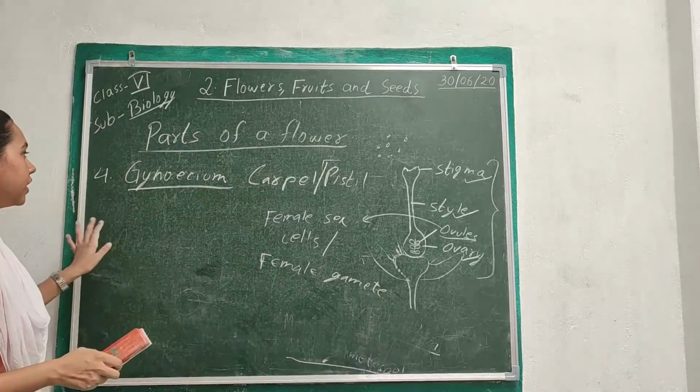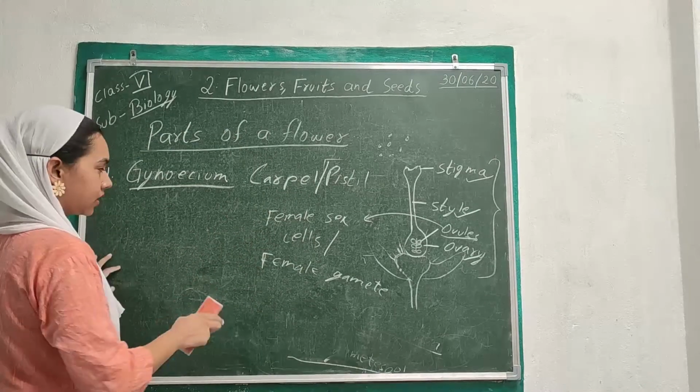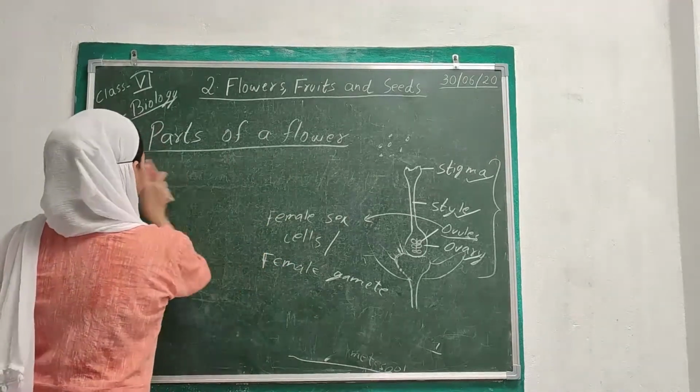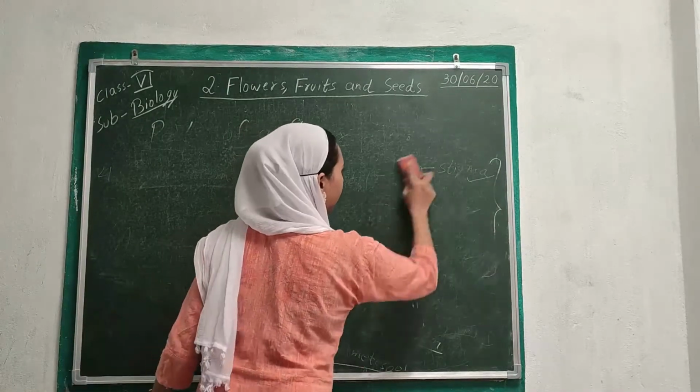Alright. So this was the basic structure of a flower, and we saw all its parts. Now let us go to the next topic, which is pollination.